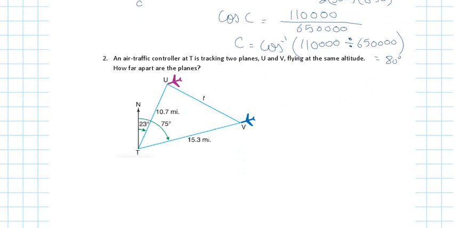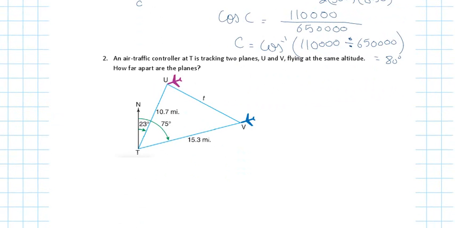An air traffic controller at T is tracking 2 planes. Application questions at its finest. An air traffic controller at T is tracking 2 planes, U and V, flying at the same altitude. How far apart are the planes? So you see that the first airplane U is at a bearing of 23 degrees, and airplane V is at a bearing of 75. Bearing means it's measured from the north axis clockwise. Okay? So yes, it doesn't say that in the question, but it's good to know this terminology.